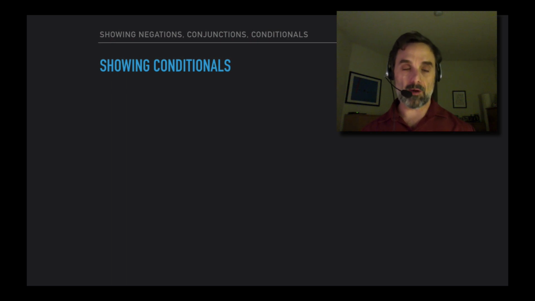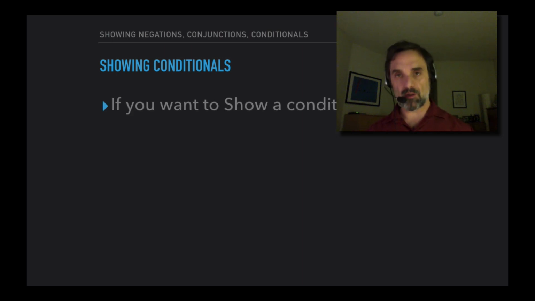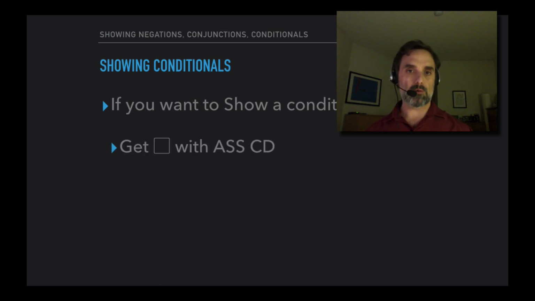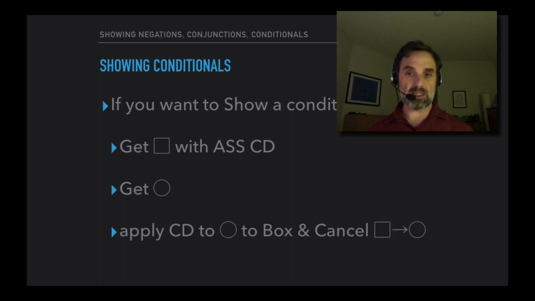Hello! In this video I want to talk a little bit about showing conditionals. Again, something we've talked about before, but there's a little bit here I want to make sure that we're clear about. So, if you want to show a conditional if box, then circle, well, you get box with assume CD, and then you want to get to circle. And then you can apply CD to circle, and that lets you box and cancel if box and circle.